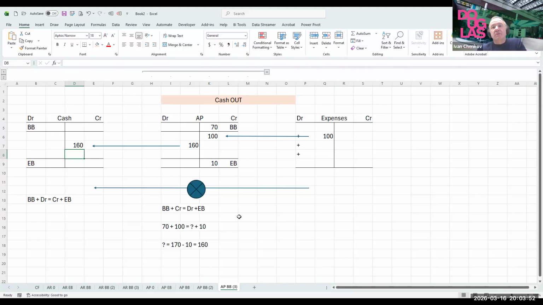So what can we conclude? We can conclude that if the ending balance is less than the beginning balance, we're reducing our accounts payable, but we're also reducing our cash. The reduction in accounts payable is going to give us the extra cash that we have to pay above the expenses for the period. Make sense?